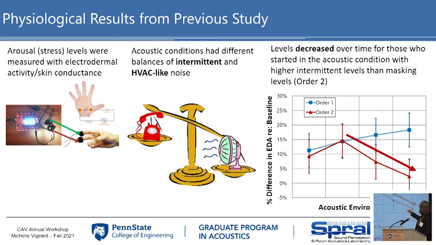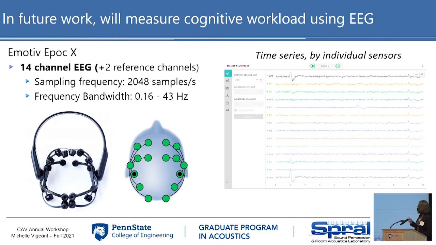And as they moved to higher masking levels or higher HVAC levels, and this is showing the acoustic environment, which is also showing time, their stress levels actually decreased, and the other people's levels increased. So we saw that the case with higher intermittent noise seemed to be more problematic than the other way around. So our next step here is to add in measuring brain activity using a 14-channel EEG system.